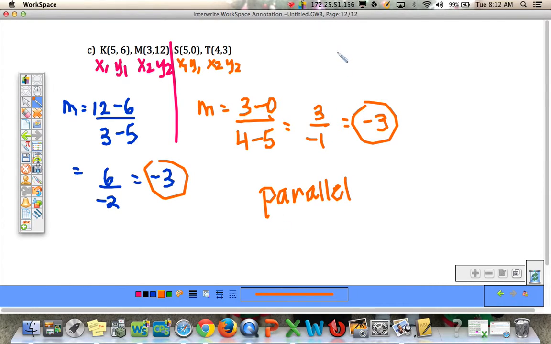All right, so you're going to practice this idea of finding parallel and perpendicular slopes. Remember, parallel is the same and perpendicular is the opposite reciprocal. It's flipped and the opposite sign.